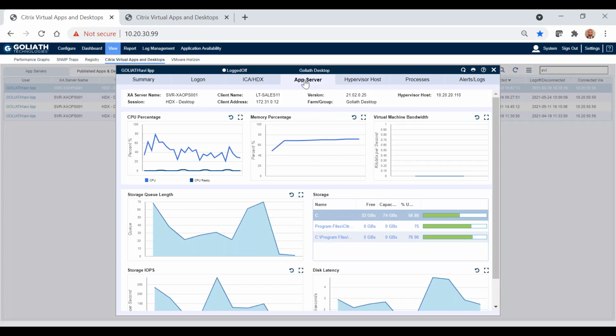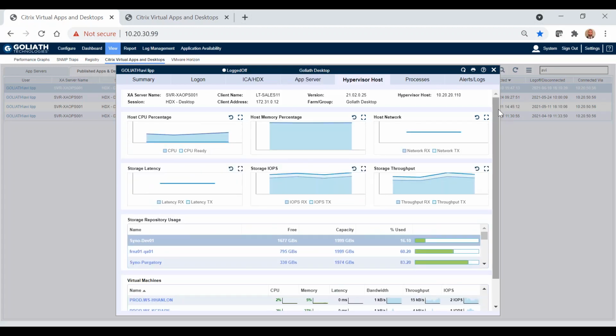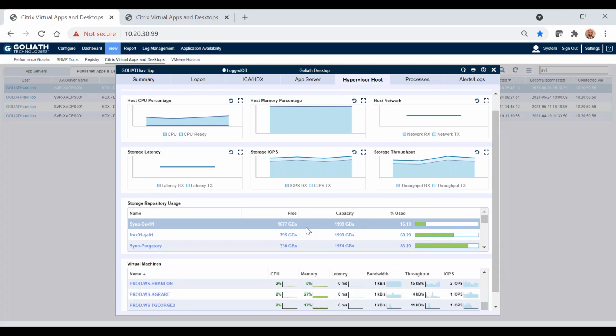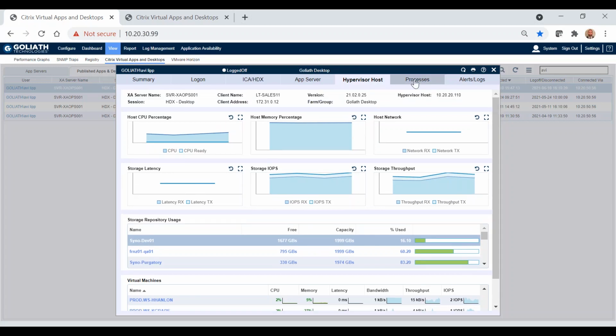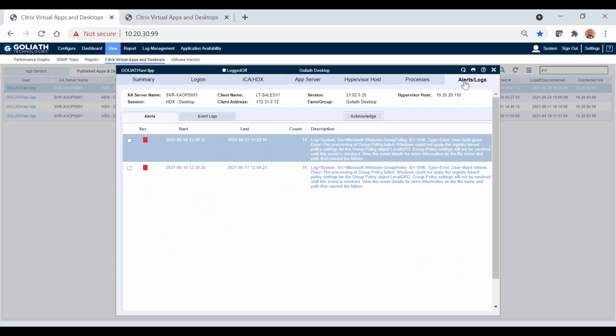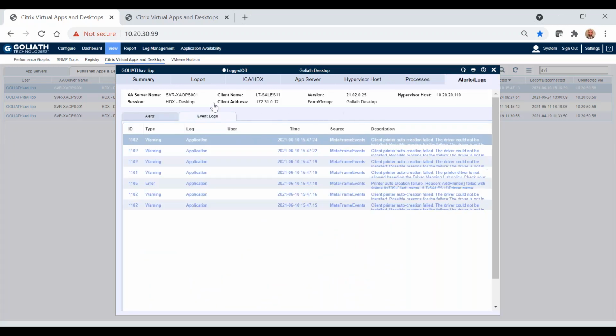Moving into the data center, you then have your session host. So whether in this case, there's a XenApp server and VDI servers in the environment, you're able to see CPU, memory, storage metrics, all correlated for the time frame of the user session. The hypervisor host metrics, so CPU, memory, storage, the data stores that are attached, as well as any other VMs that are being supported by that same host. Processes running on the session host, as well as alerts and event logs.